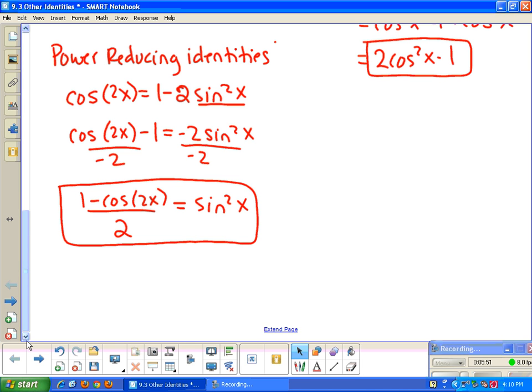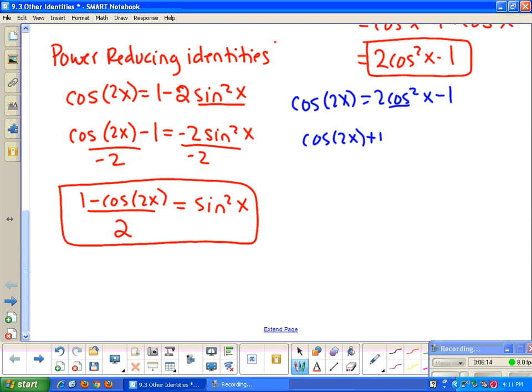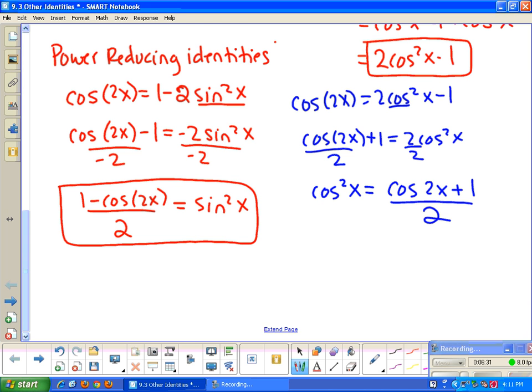So I can also get one for cosine. Now the cosine one I'm going to use comes from the other form of my cosine double angle formula, which was 2 cosine squared x minus 1. So if I want to find the cosine power reducing identity, I use this one because I'm solving for cosine. So I would add the 1 to the other side, so I get cosine 2x plus 1 equals 2 cosine squared x. I would divide by the 2, and when I do that, my cosine power reducing identity is equal to cosine 2x plus 1 over 2.